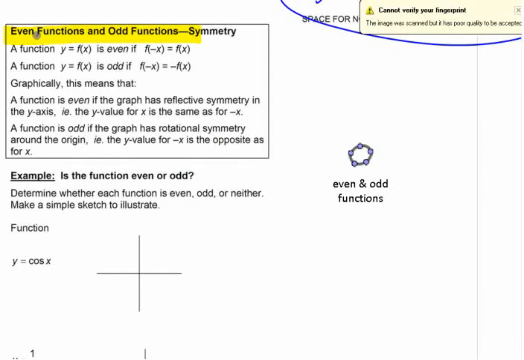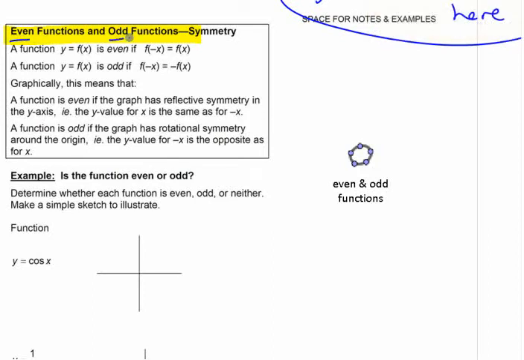One new thing here might be this last bit of this section, which is talking about even and odd functions. Even and odd functions. When you look at this, it might not make too much sense right away, or it might not be obvious what this means. Even and odd are a couple different types of symmetry that a function might have.